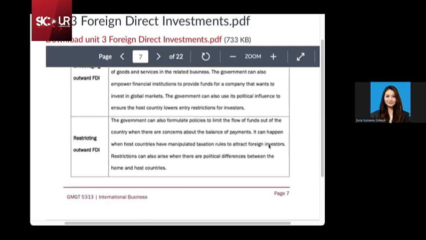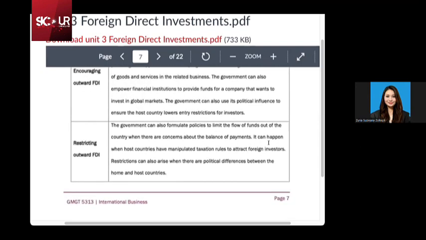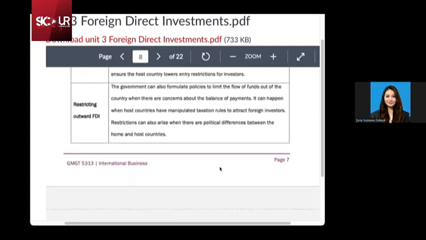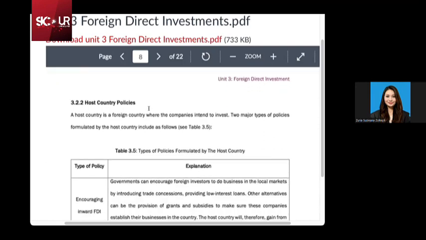Okay, and then restricting outward FDI means that they formulate policy to set restrictions for outward FDI, where the host country has manipulated taxation rules to attract foreign investors, right? And also some of the restrictions can arise when there are political differences between home and host countries. Not friends, not good, right? So the government can formulate policy to restrict outward FDI.